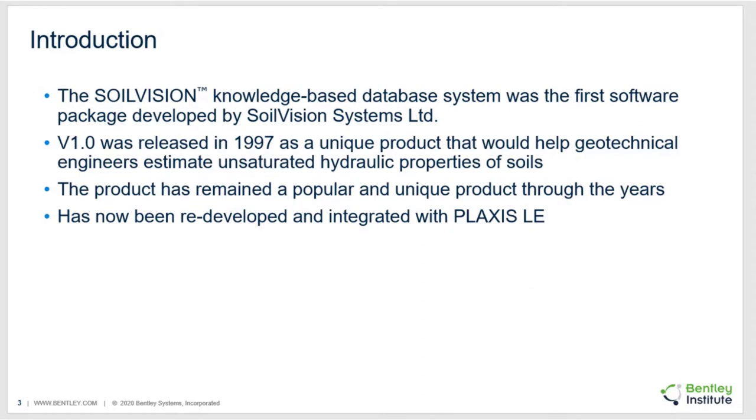The SOILVISION package was the first software package ever offered by SOILVISION Systems, back in 1997. It remains a unique product for supporting the numerical modeling of unsaturated soils. The software contains a database of over 6,000 unsaturated seepage soil properties, as well as 8 methods for theoretical estimation of soil water characteristic curves. The software also contains 6 theoretical models of estimating unsaturated hydraulic properties for seepage modeling. The software represents an essential tool for anybody applying the theories of unsaturated soil mechanics toward numerical modeling.